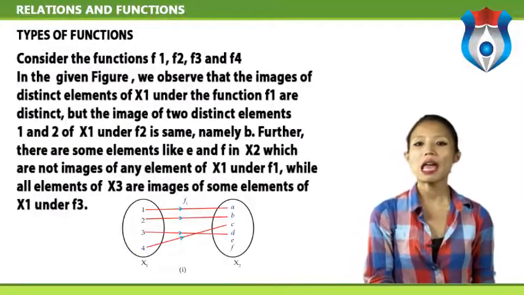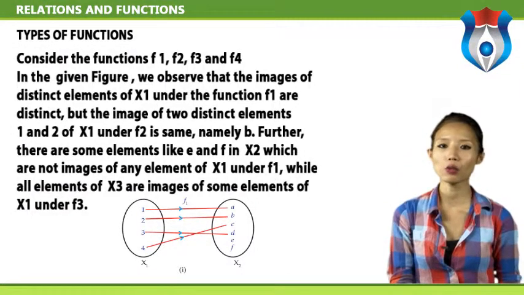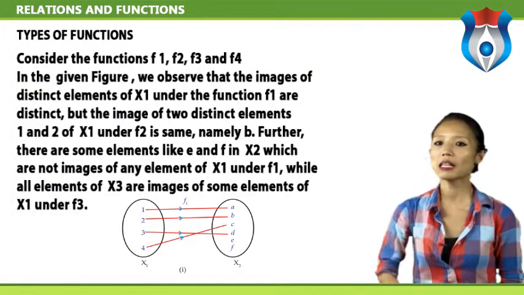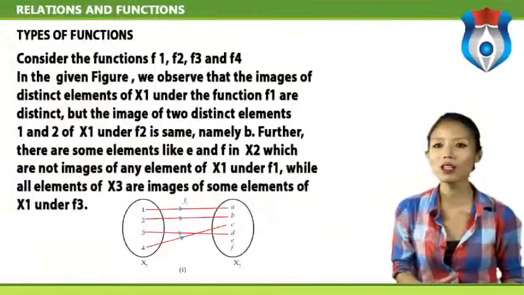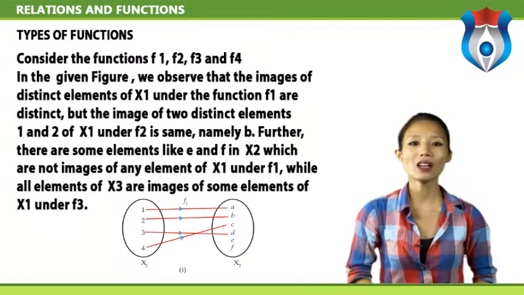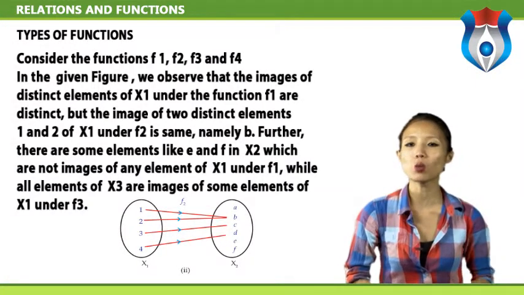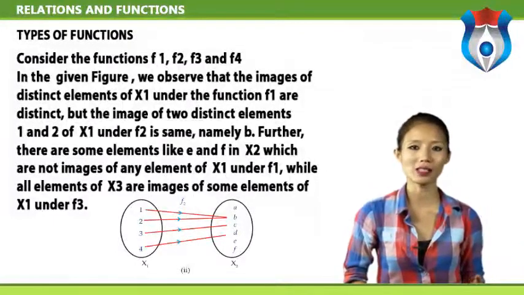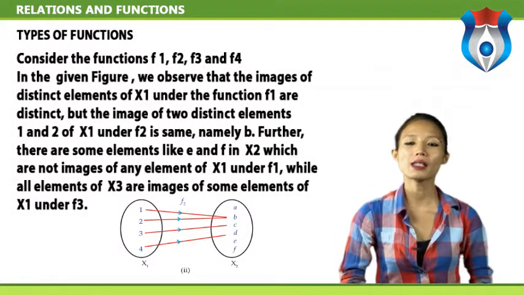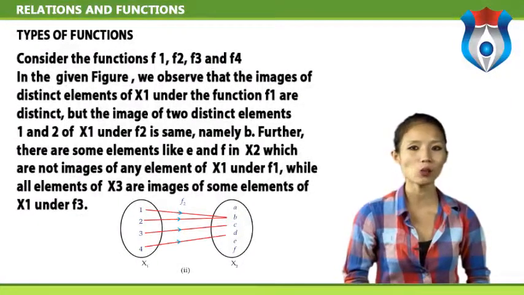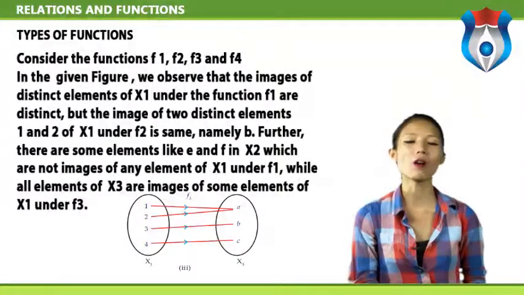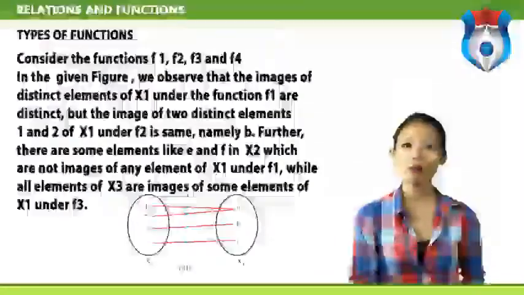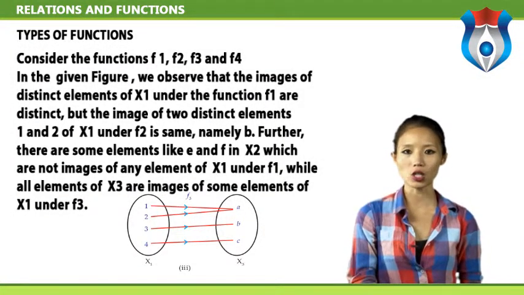Consider the functions f1, f2, f3 and f4 given by the following diagrams. In the given figure, we observe that the images of distinct elements of X1 under the function f1 are distinct, but the image of two distinct elements 1 and 2 of X1 under f2 is the same, namely b. Further, there are some elements like e and f in X2 which are not images of any element of X1 under f1, while all elements of X3 are images of some elements of X1 under f3. The above observation leads to the following definitions.